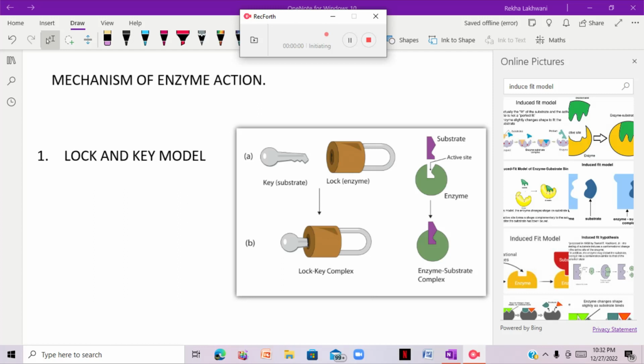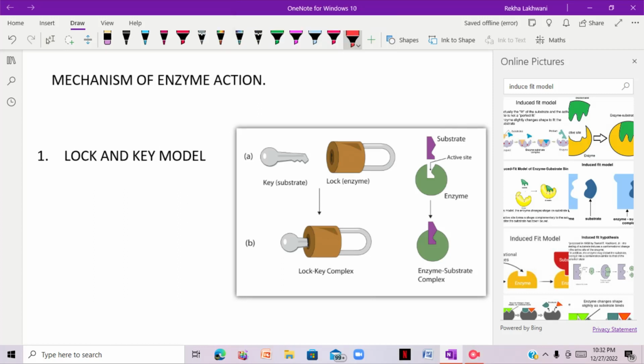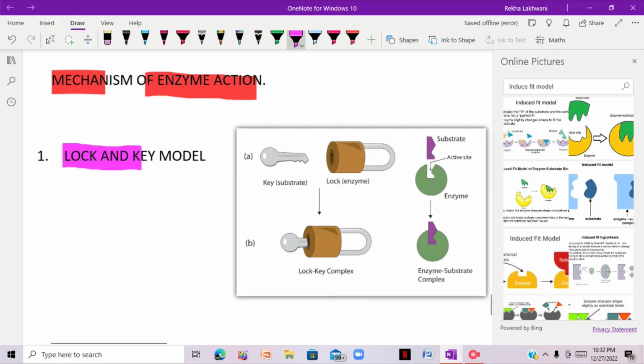So today we will look at the mechanism of enzyme action, right? The first model we have is the lock and key model. Now let's discuss, first of all, who gave this model?